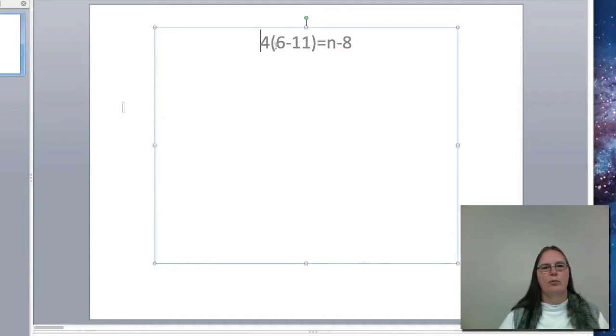So the first step is this parentheses. So we have to put the 4 down here. We have to put the 4 down. And now, let's say it's 4 times what's left inside the parentheses. If I have $6 and I spend 11, I owe somebody some money. So see, the sign of this larger number stays here. It's opposite 5 equals n minus 8.